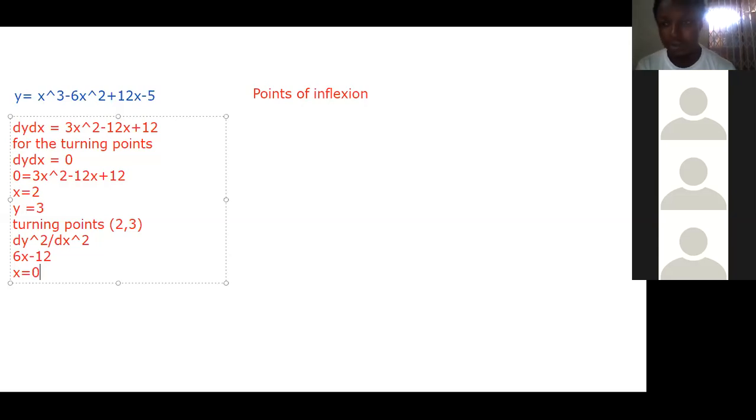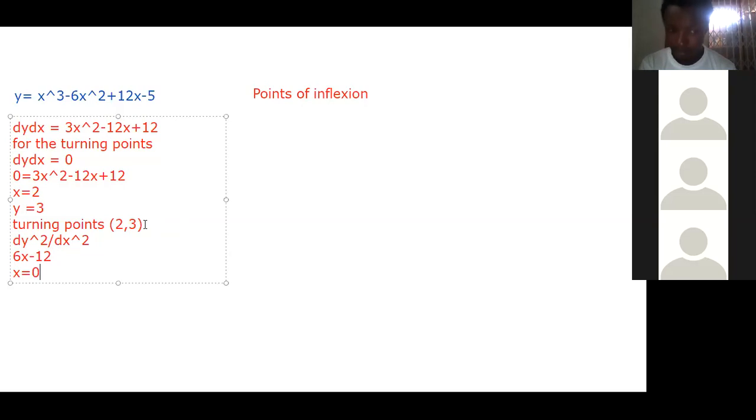Are we getting it? So for instance, if we place the 2 in this and we're able to get maybe 12, then we are saying that these points are minimum points. When it is greater than 0, they are minimum points. Now when it is less than 0, then they are maximum points. I hope you remember. We did it last week.